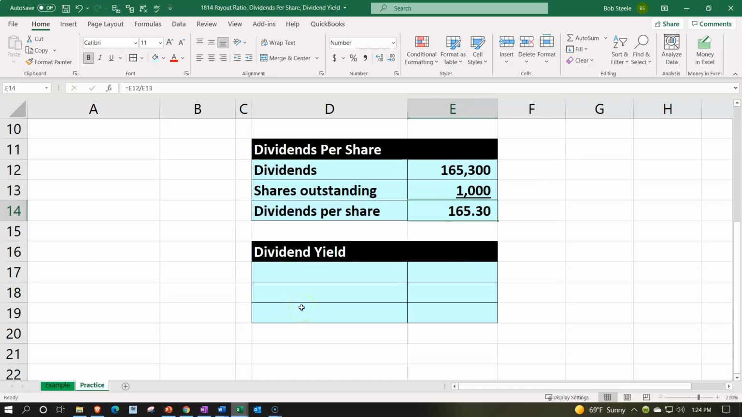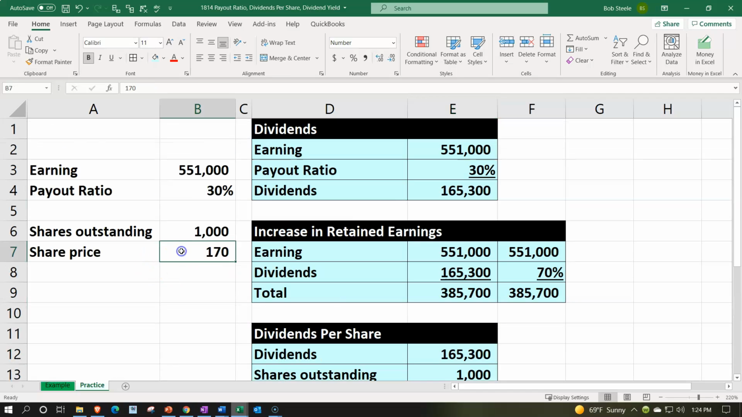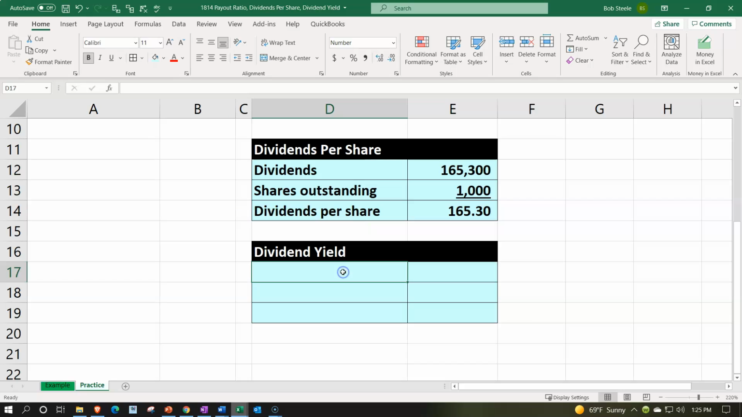So now we can think about the dividend yield given the market price of the 170. Remember that the 170 is not something that would be on the financial statements. It's not something that is determined by the corporation or the financials of the corporation. It's determined by the market. The market, of course, using the financial statements to make that determination. But this is something we're getting from the market price.